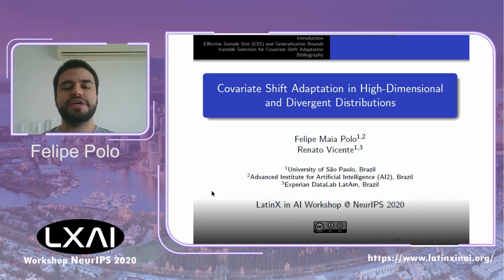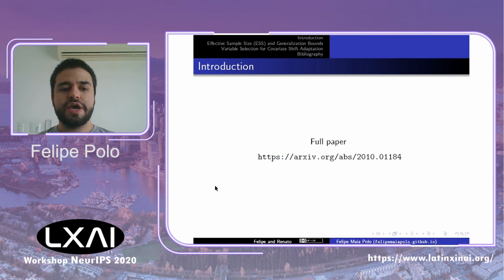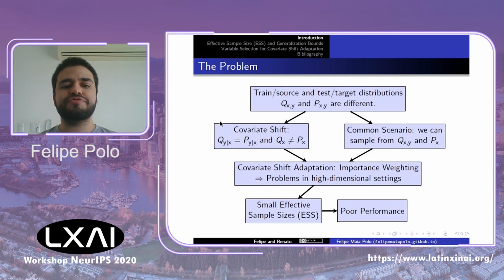So let's briefly give a background of our problem. Essentially, we are working within the framework of domain adaptation, in which we have different distributions for training and testing. More specifically, we are working within the covariate shift adaptation framework, where the joint distributions of features and labels are different only by the marginal distribution of features. Moreover, we cannot sample the labels from the test distribution.